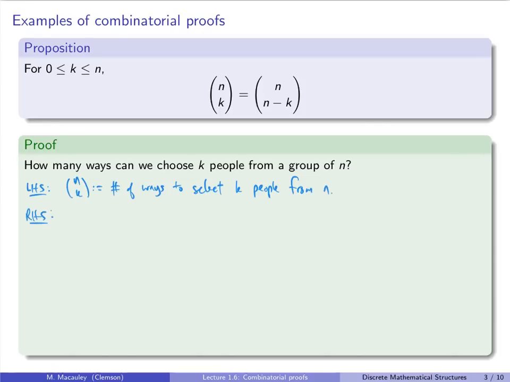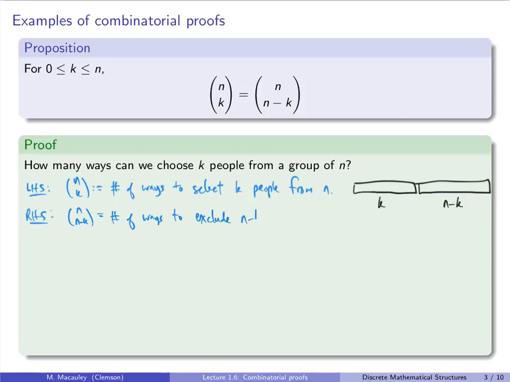Now the right-hand side counts the number of ways to exclude n minus k people from n. Think of it like this: if you have a group of n people, and you have k here and n minus k here, then choosing k is equivalent to excluding n minus k. So the number of ways to pick k is the same as the number of ways to exclude n minus k. So the right-hand side says that n choose n minus k is the number of ways to exclude n minus k people from n people, which is obviously the same as the left-hand side.